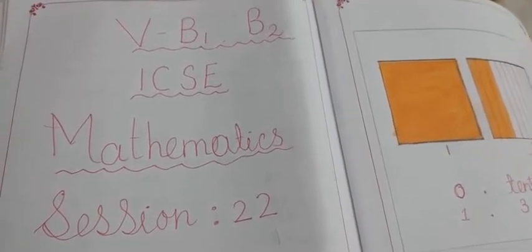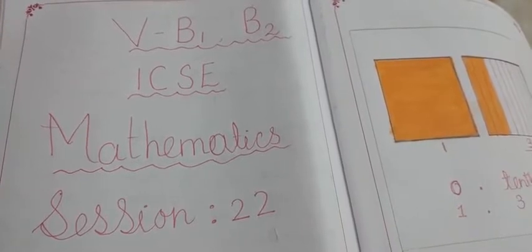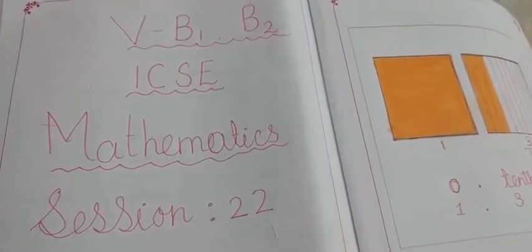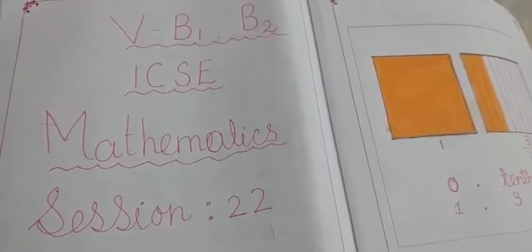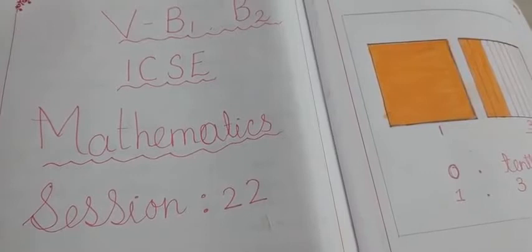Okay students, now we will begin session 22. In the last class we stopped with the fraction of division. In fraction the last one is division. We will do a few sums and then we will start a new lesson, chapter 6. Now open your book.